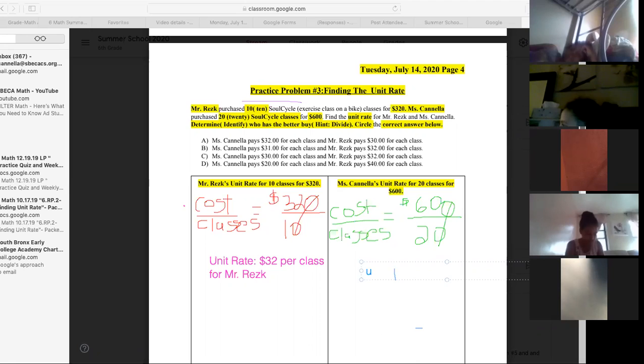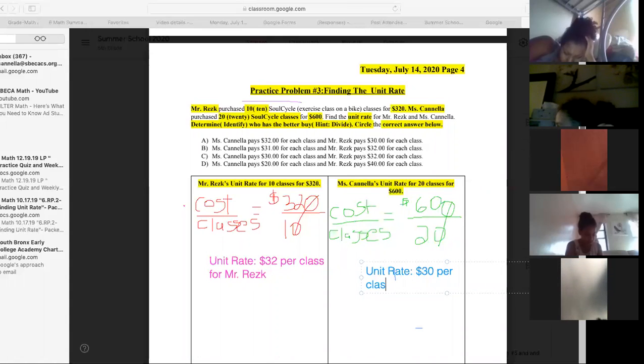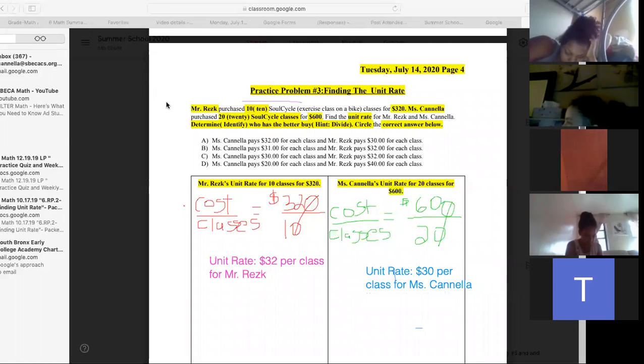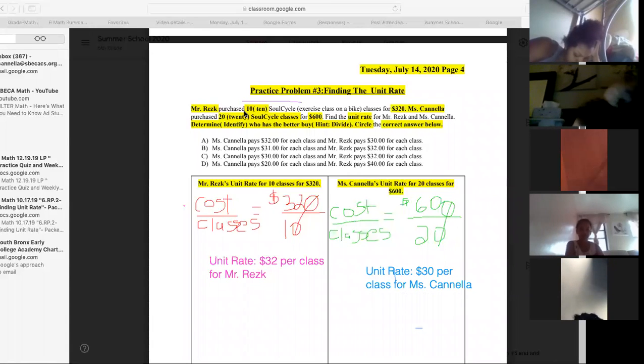Okay, so the unit rate is $30 per class for Miss Canella. Got it? Yes. All right, now all we simply have to do is figure out which answer choice matches the work we just did. You have to read it carefully because it's very tricky.